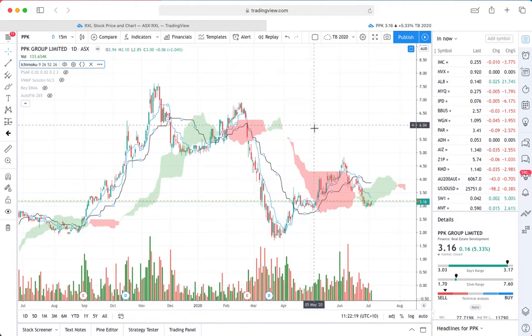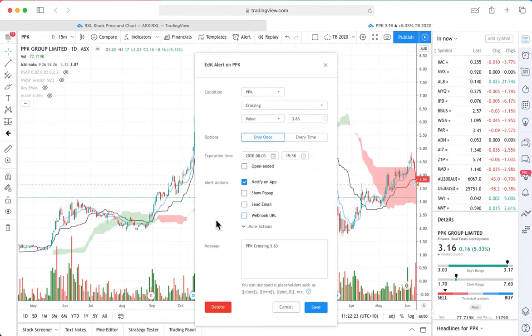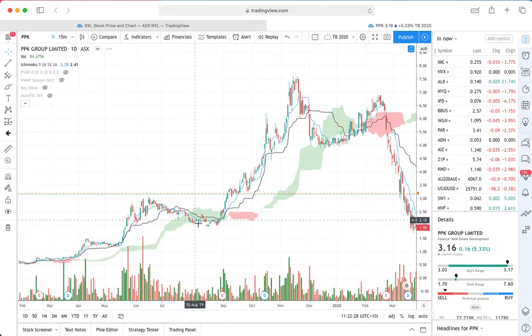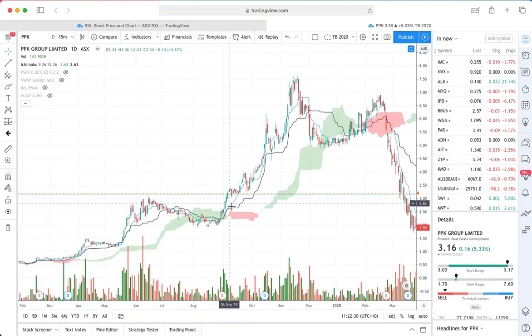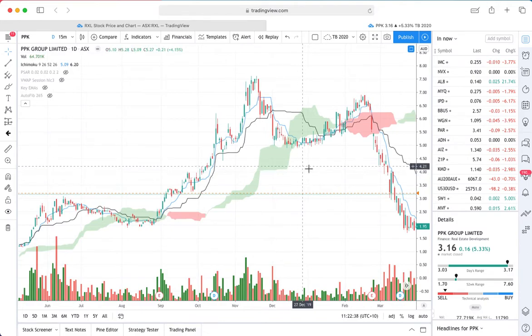Now, how is this used? Essentially, what the clouds do is they tell you where support and resistance is, and these blue and red and black lines tell you when the direction changes, when the trend is in your favor and when it's perhaps good for shorting. And how you tell is when the two lines cross.